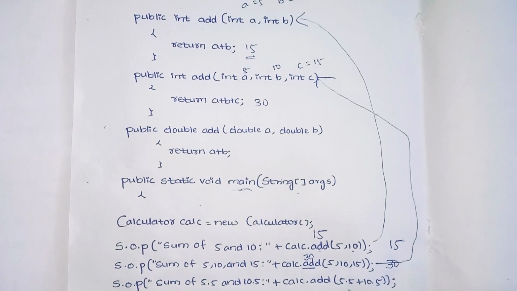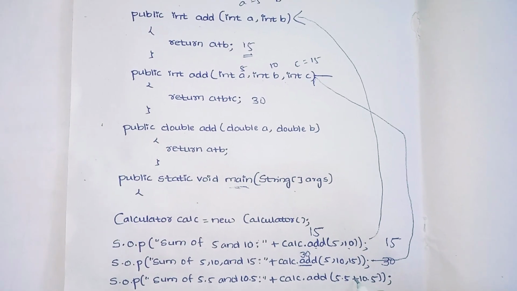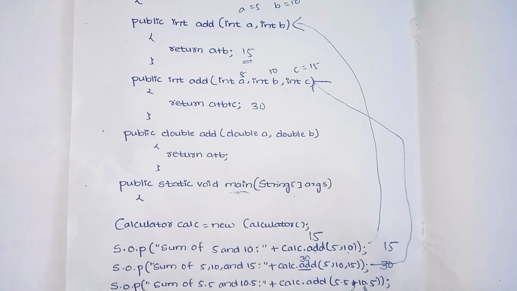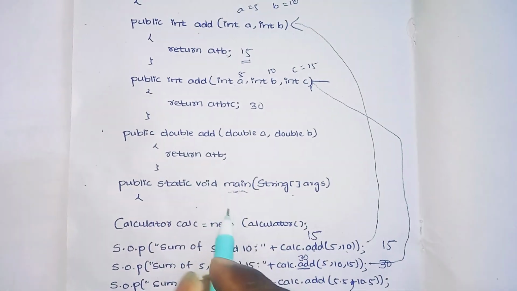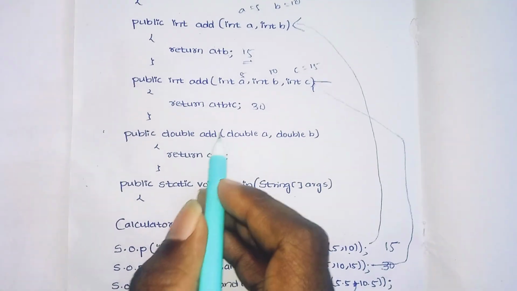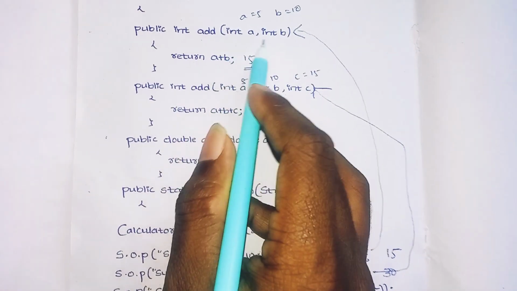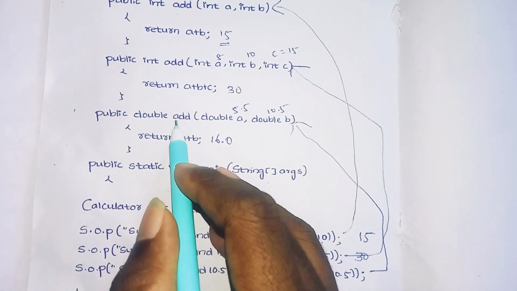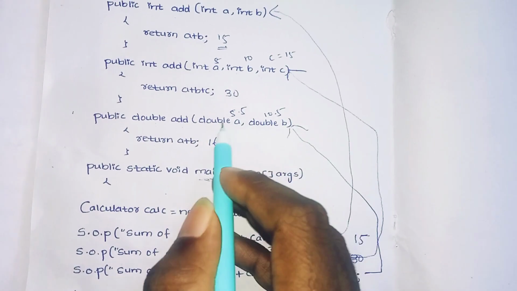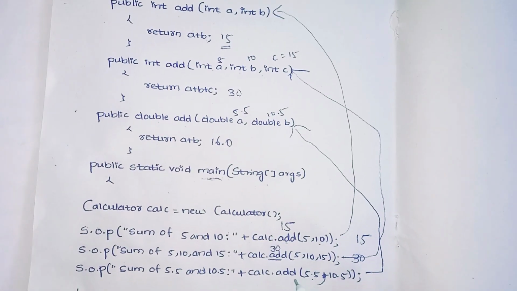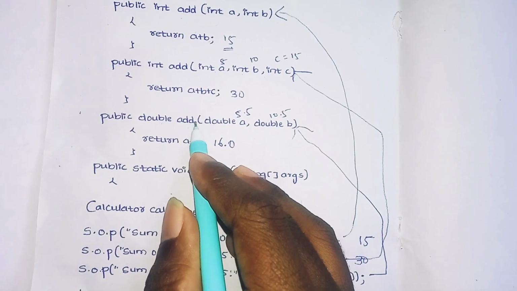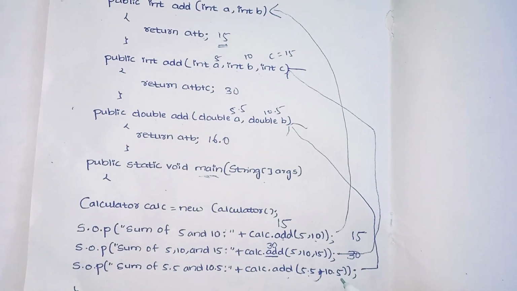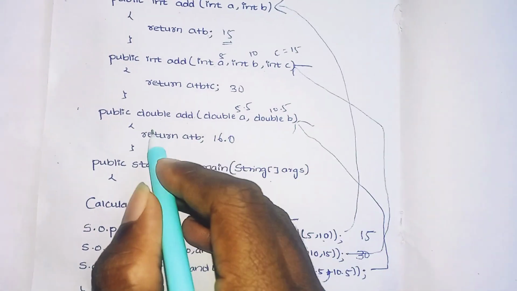Now using the reference variable calc we call another method add, and this time we are passing two arguments, both of type double. So it will check for the method having two parameters of type double. The first method has two parameters but of type int, and the third method add has two parameters of type double. So this method matches. 5.5 will be assigned to a and 10.5 will be assigned to b.